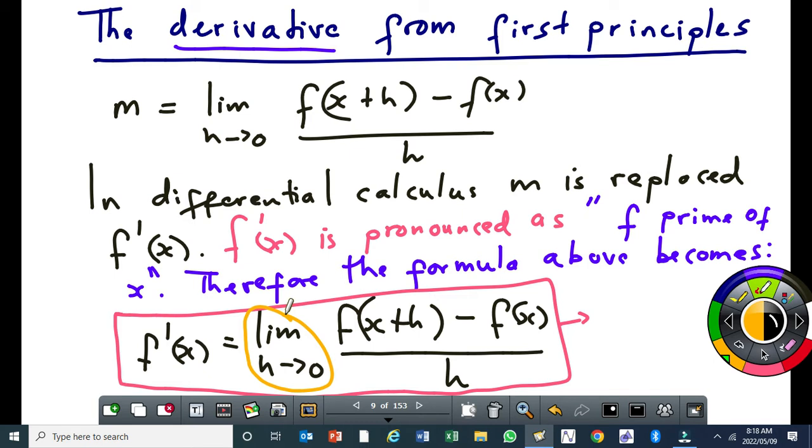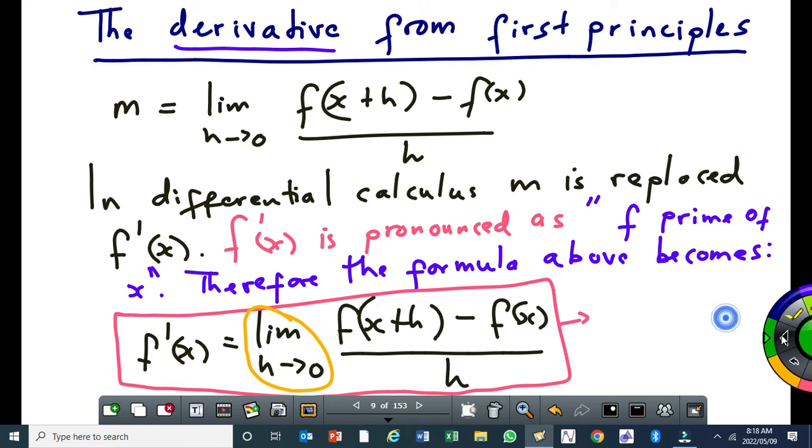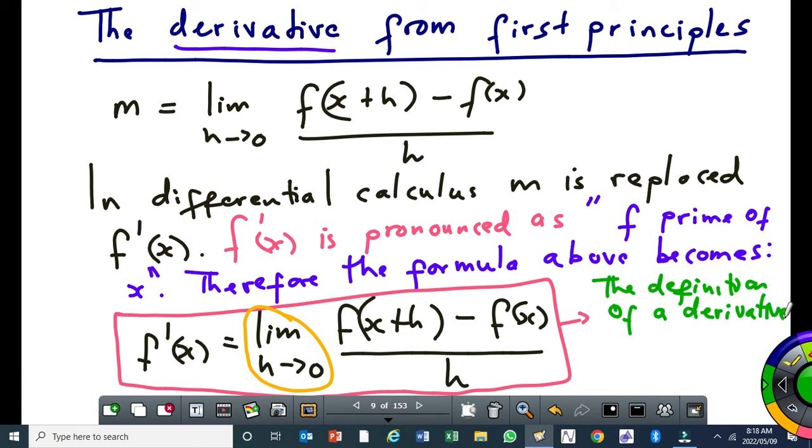All right. So this formula here is called the definition of a derivative from first principles. So if you hear me saying determine the derivative from first principles, what I will be saying is use this formula to find the gradient. Is that clear? Right, let's move on to the next page.